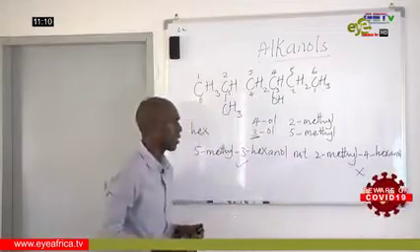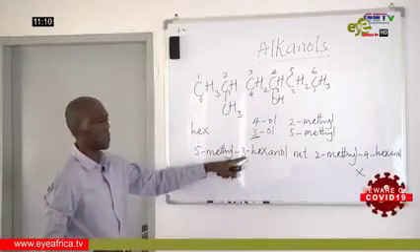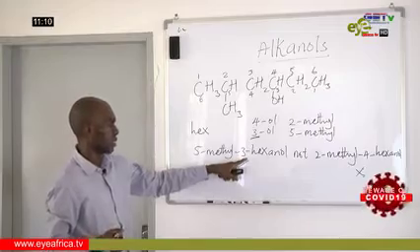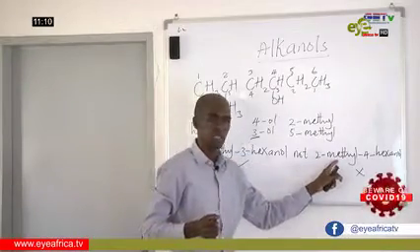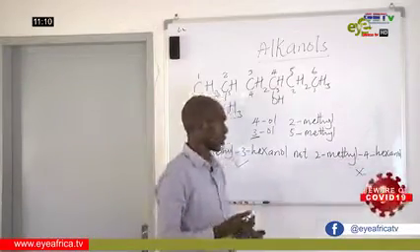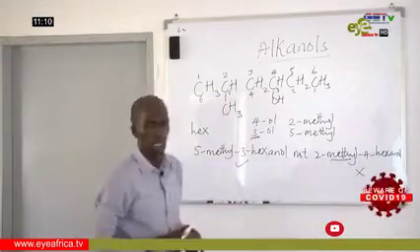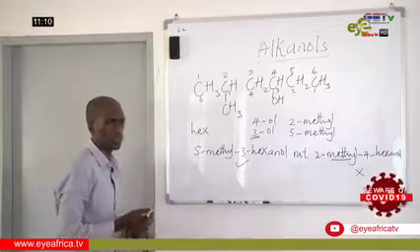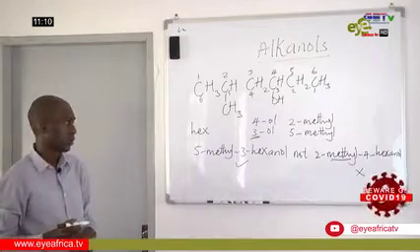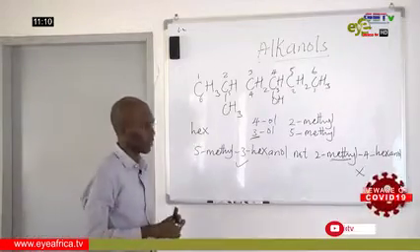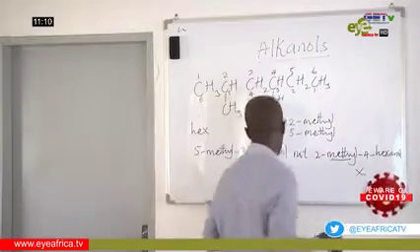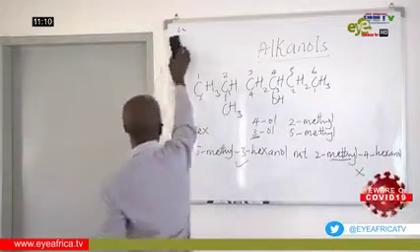Why? Because this gives the lowest number to the functional group, and that one gives the highest number to the functional group. But instead it gives what? Lowest number to the alkyl group. And then functional groups take precedence over alkyl groups. So let's take 1 or 2 examples and we try to name them.